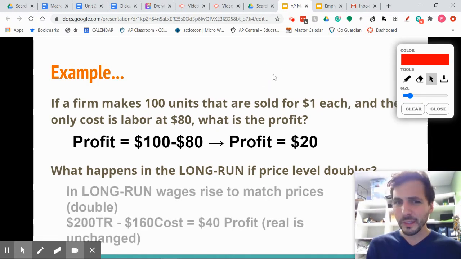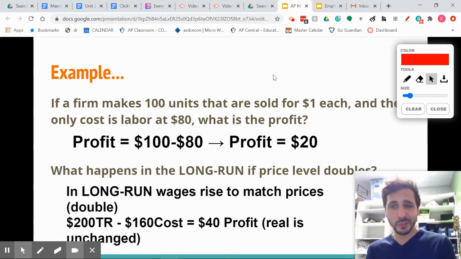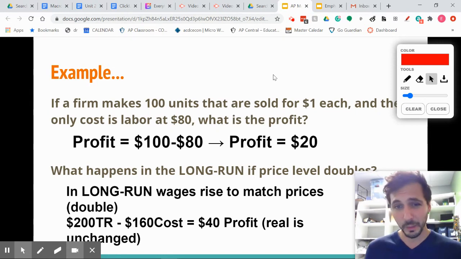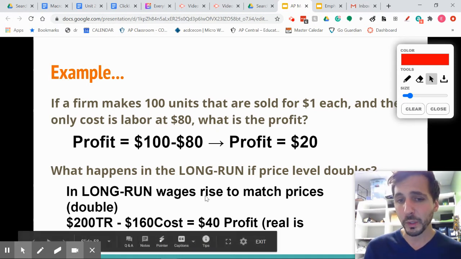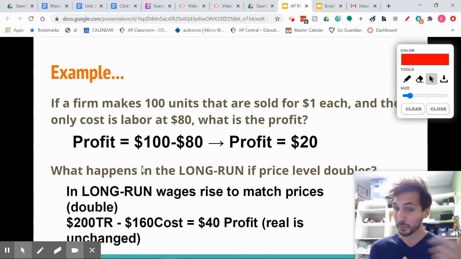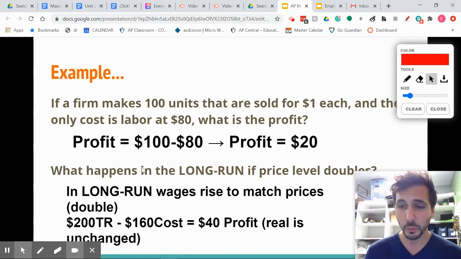But in the long run, when price level doubles, my wages are going to rise to match that. My workers are going to say, wait a minute, it's more expensive for us to live. We need a higher wage. And so not only does my total revenue go up to $200 like it did before, but also my costs go up to $160. Now it still looks like my profits rose, right? I'm at $40. But notice my profits didn't actually rise. The real value of that, because prices have doubled, the real value of those $40 is still 20 bucks. The only reason it's a larger number is because of inflation. So when I correct for inflation, it's $20.